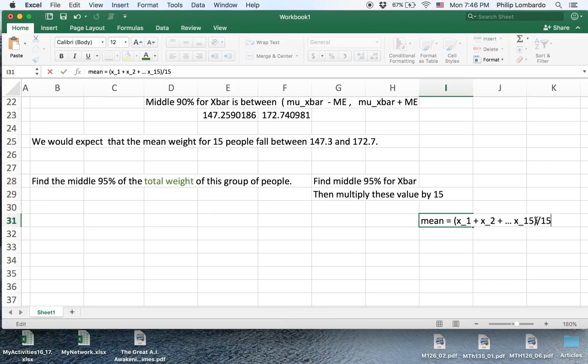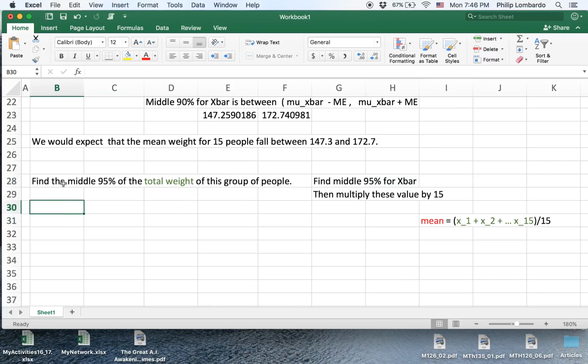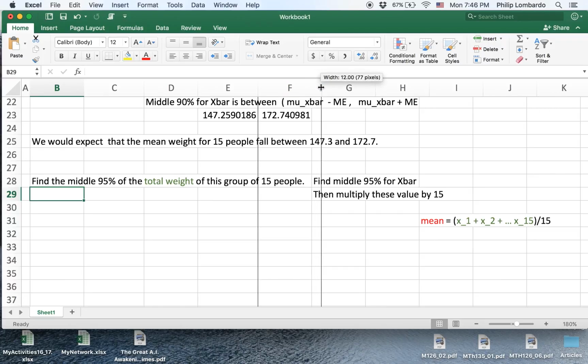divided by 15. And if you'll notice the relationship here, the mean is just the total divided by 15. So if we can find the middle 95% for the mean, multiplying by 15 undoes that division and gives us the middle 95% for our total. Okay, so here's how we would do this. Typical problem. We're dealing with a group of people. Let's still assume we're working with 15 people, so I forgot to put that in. So we're working with this group of 15 people. All right.